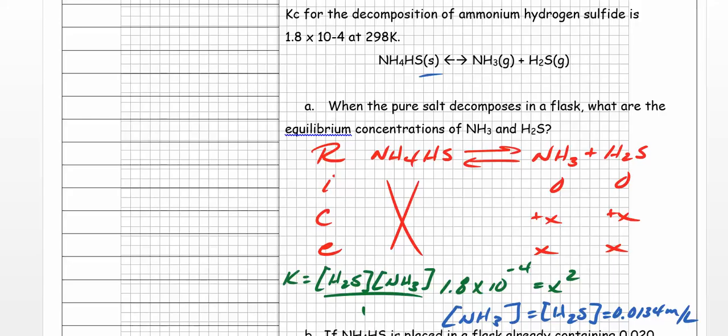So K is equal to H2S concentration times NH3 concentration divided by, remember, there's no NH4HS concentration, right? It's a solid. So we're just going to put a 1 down there. You don't even have to put that if you don't want to. Now I've been told that the K value is 1.8 times 10 to the minus 4. So that's equal to, well, each of these is X, so I'll just call that X squared. When I take the square root of that, I get 0.0134. So that then is the concentration of both at equilibrium, the NH3 gas and the H2S gas.